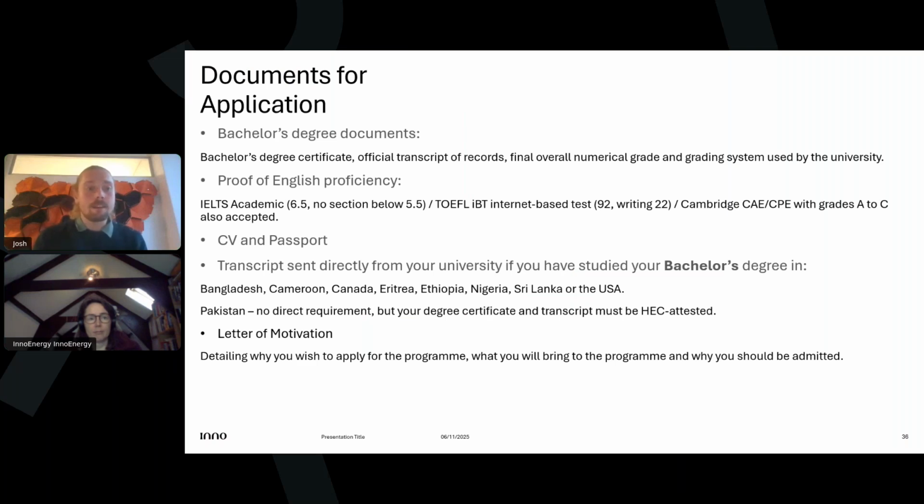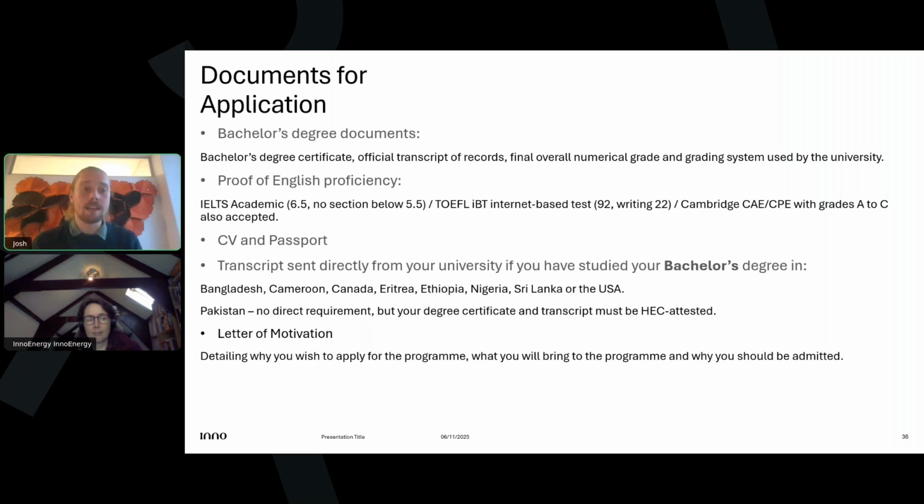If you have studied in any of the countries listed on the screen in front of you, then there is an extra documentation requirement for you if that is where you've studied your bachelor's degree. So if you've studied a master's or higher degree, then you don't need to worry about this requirement. But if you've studied your bachelor's degree in Bangladesh, Cameroon, Canada, Eritrea, Ethiopia, Nigeria, Sri Lanka, or the USA, then we need to receive this transcript directly from your university. And this can be by email or by post, unless you have studied in Bangladesh or Sri Lanka, and in that case, it's only by post.